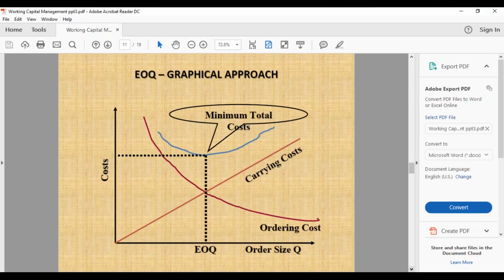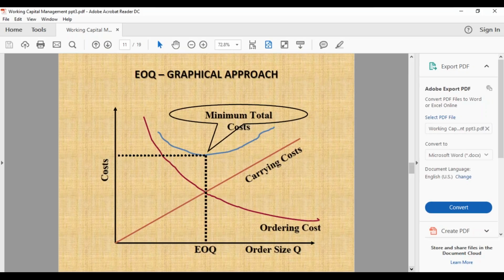So the graph is between cost and order size. You can see the ordering cost and the carrying cost. These two graphs intersect at a point, and that gives the economic order quantity, the minimum total cost. So that is the economic order quantity where these costs are minimized, and it's an intersection between the two graphs, carrying cost and ordering cost.